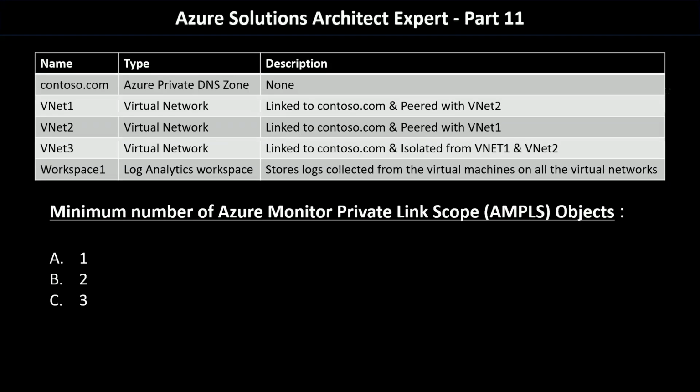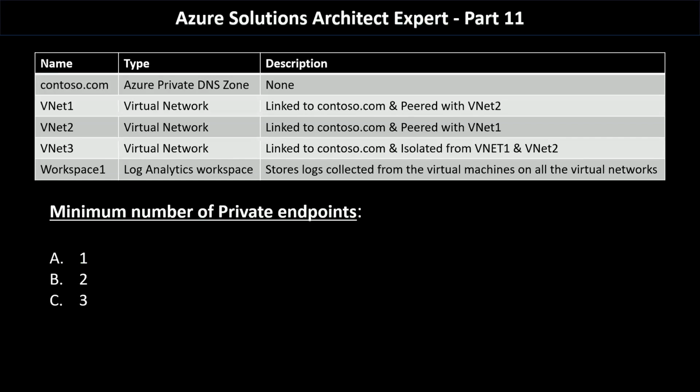Now, the first part of the question is talking about the minimum number of Azure Monitor Private Link Scope objects, AMPLS. Your options are 1, 2, and 3. Folks, you can use a single AMPLS to connect multiple VNets to a Log Analytics workspace. This minimizes administrative overhead. Now, the next part of the question talks about the minimum number of private endpoints. Again, your options are 1, 2, or 3. You will need a total of 2 private endpoints, one private endpoint for VNet 1 and VNet 2 since they are paired, and one private endpoint for VNet 3 since it is an isolated one.